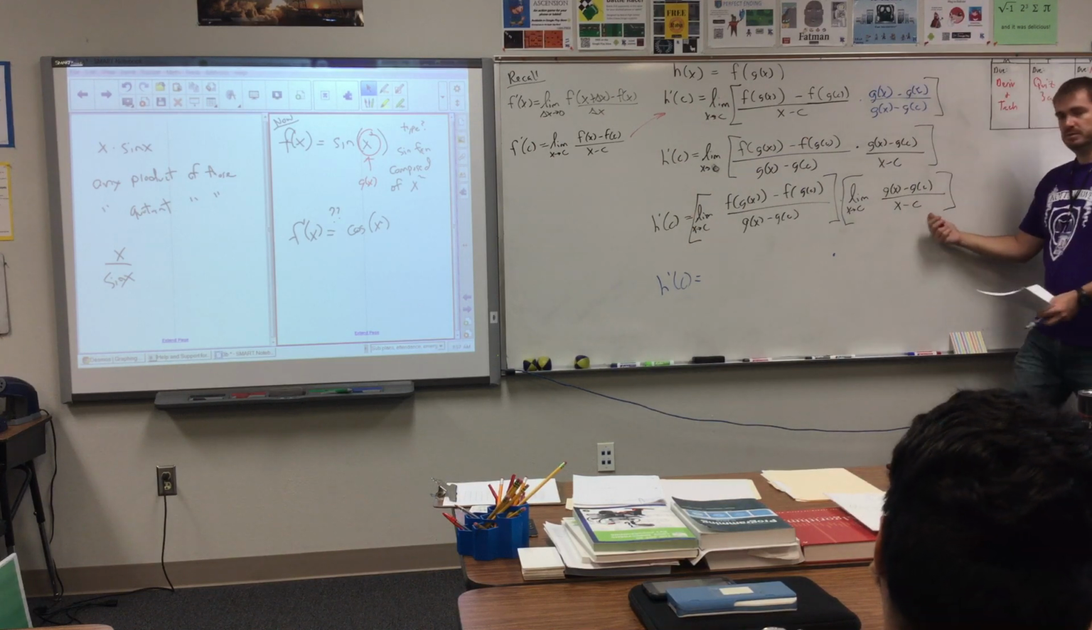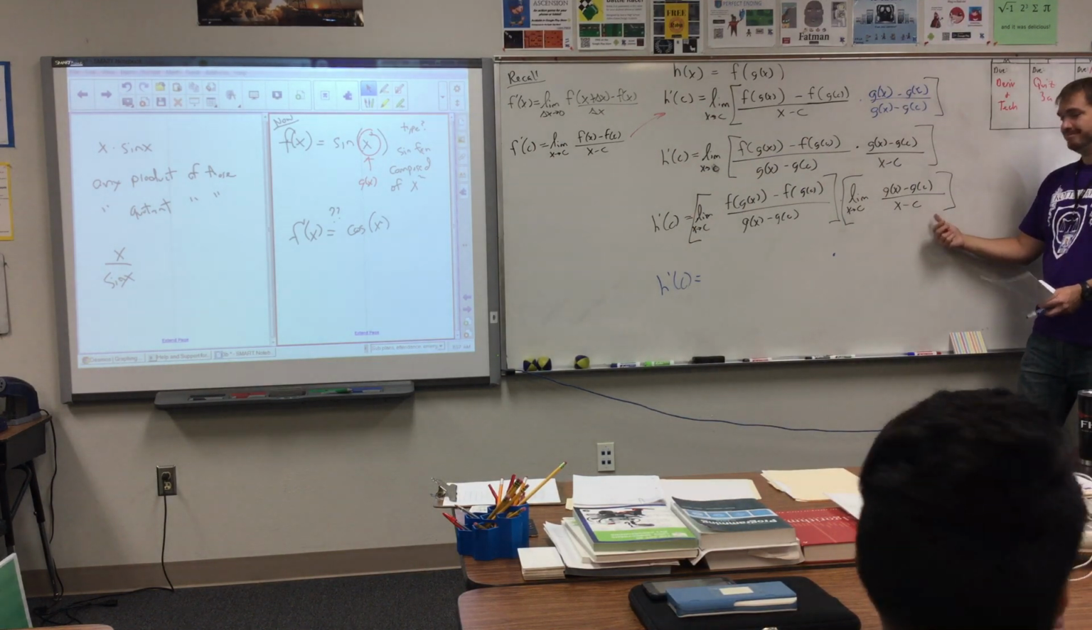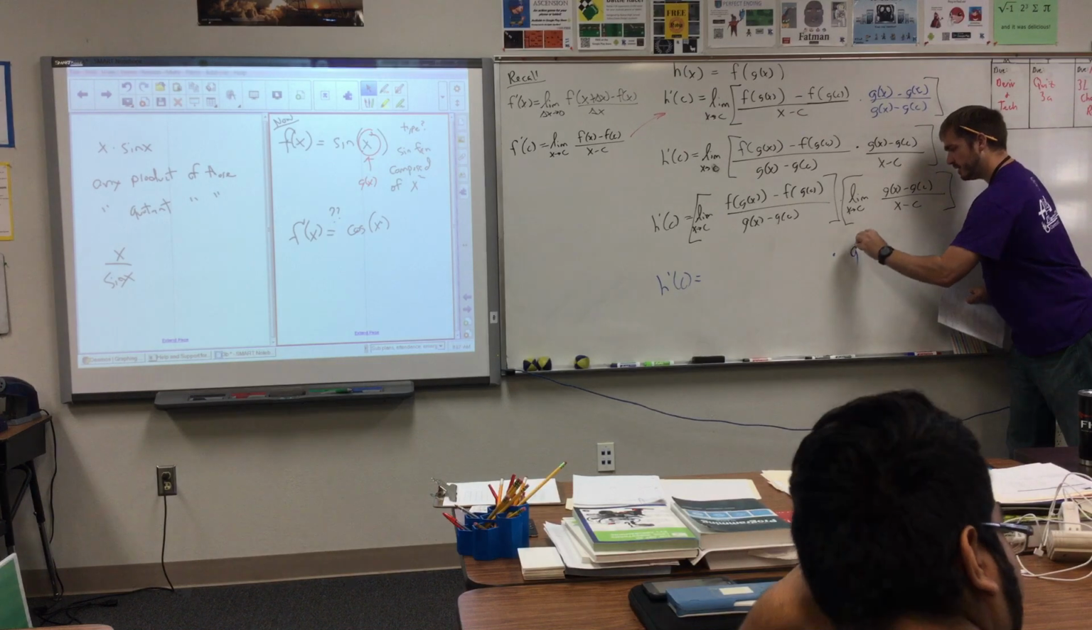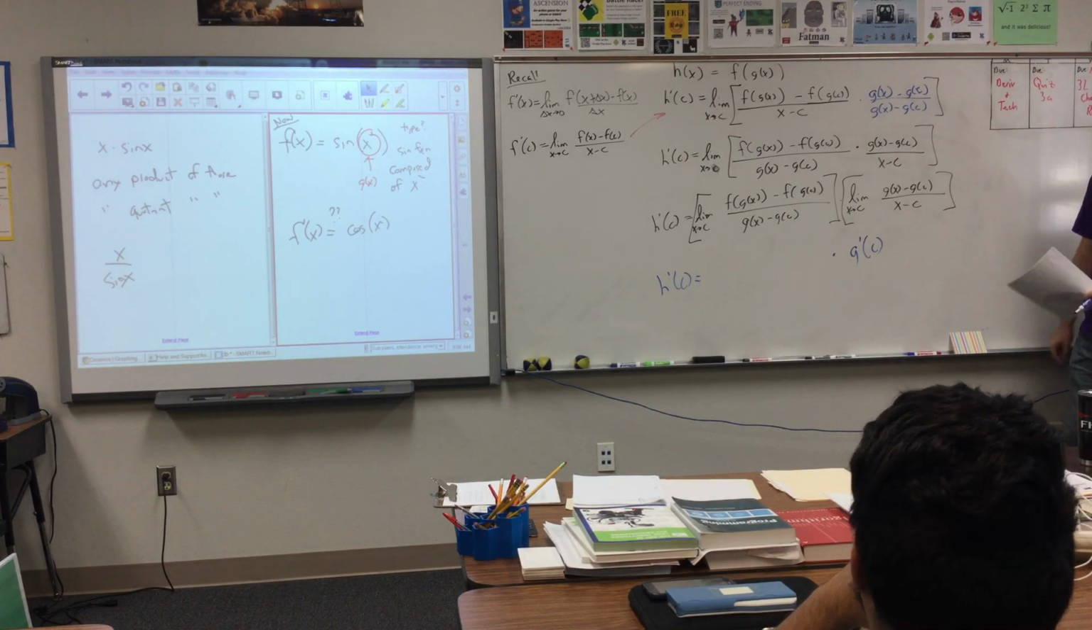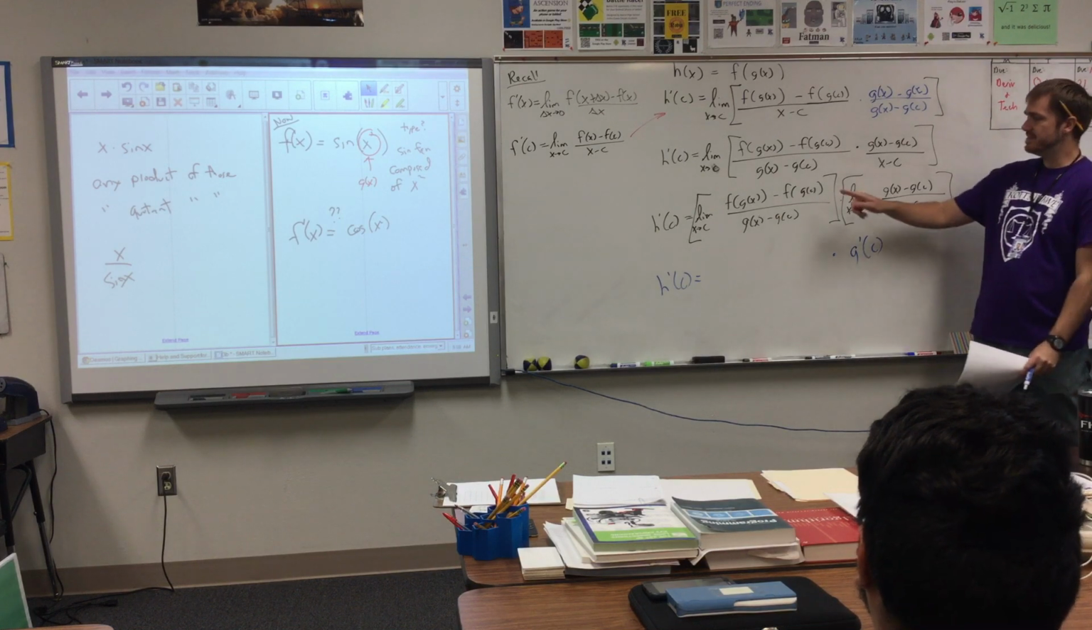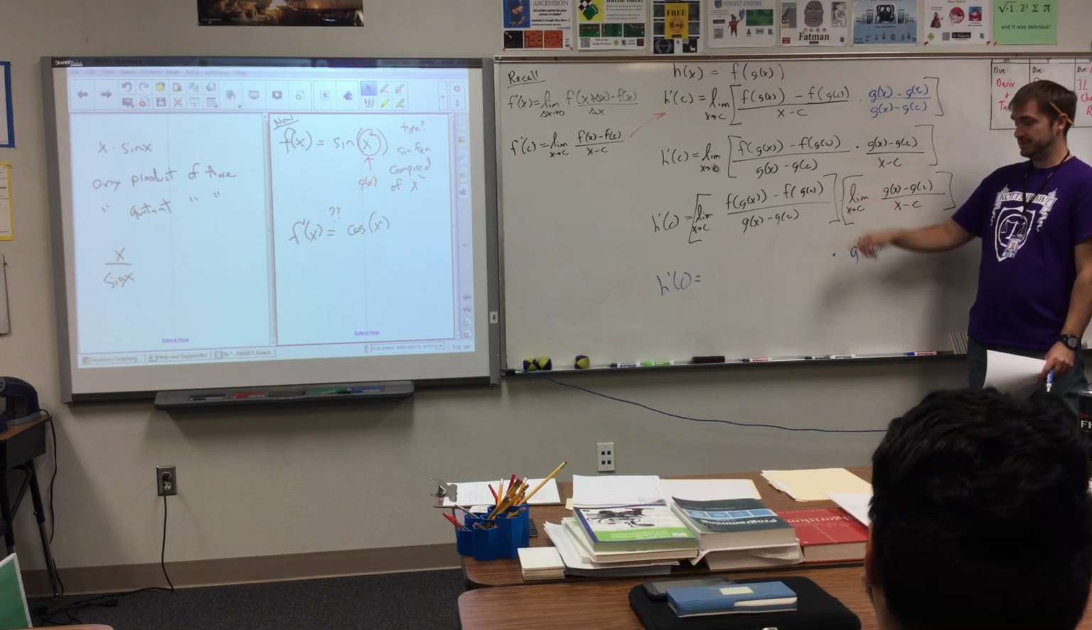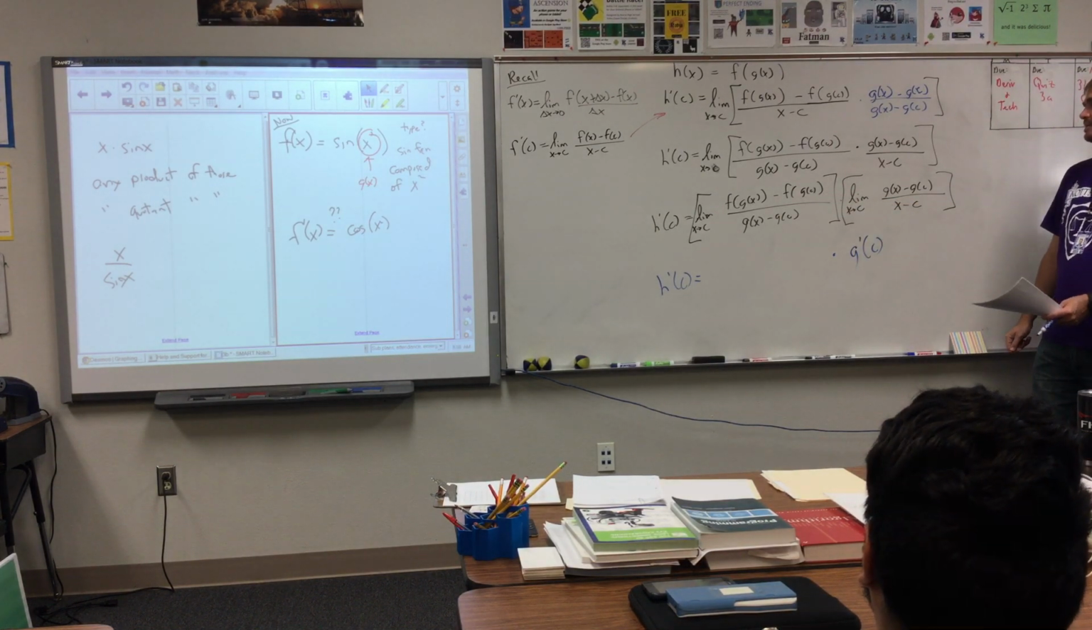So what do you think this one would be? G prime of c. There we go, g prime evaluated at c. Great. You're off the hook for the hard one. Okay, what does this look like?